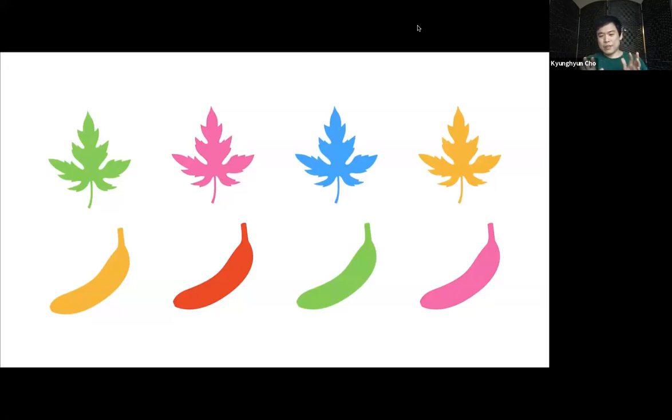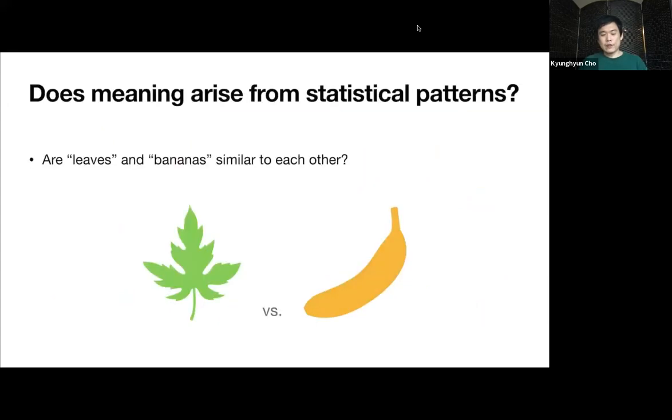And what happens here is that we have changed the texture or the color of all these symbols, but we know that there are only two types of symbols, leaf and banana. So then we can start asking ourselves, from what we have learned, that is the statistical natural language processing, where we strive to extract automatically the meaning of individual words or symbols from statistical patterns of the large amount of data we have. Now, from this perspective, are leaves and bananas similar to each other?